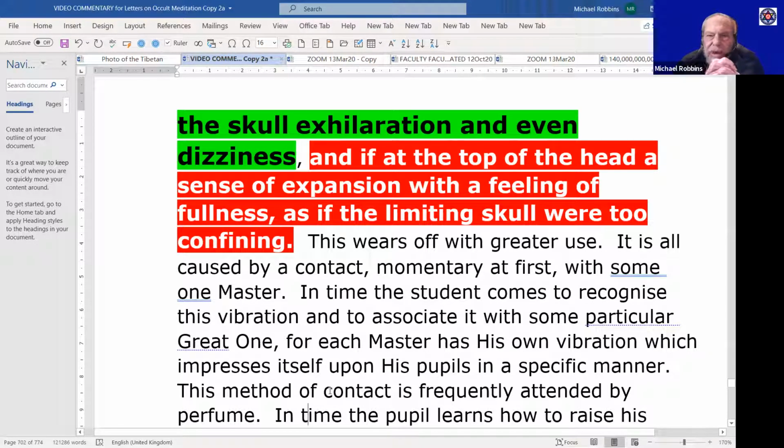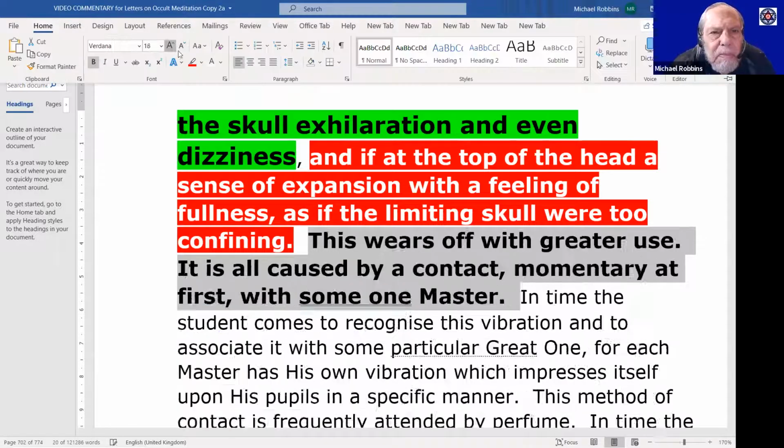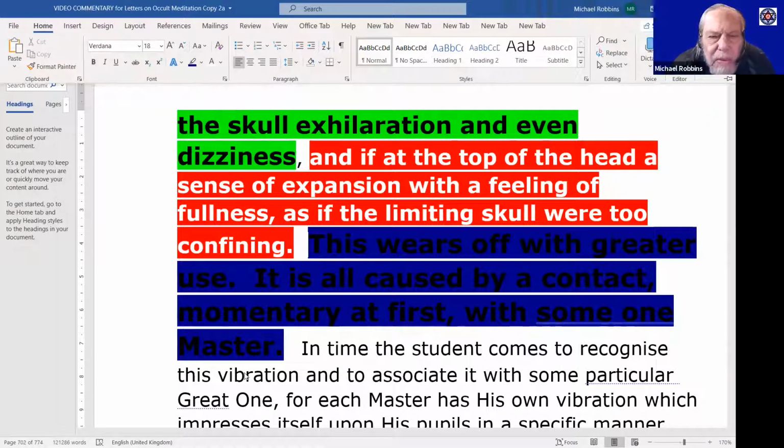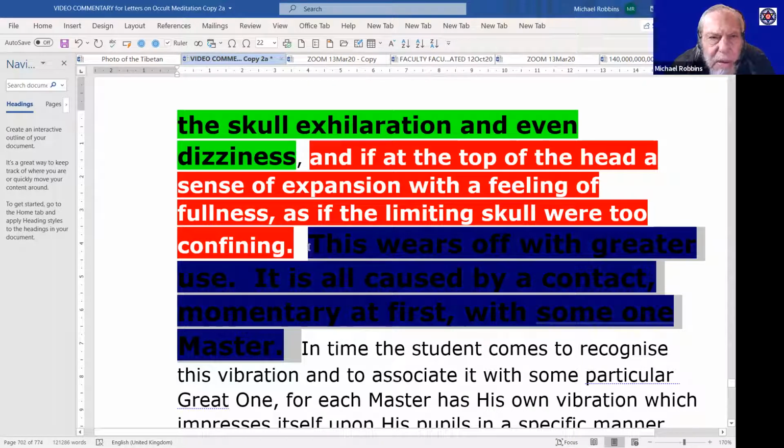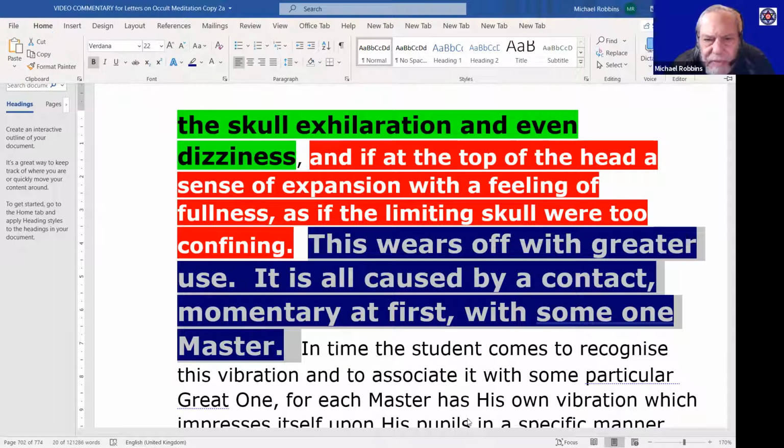It is all caused by a contact, let's see here. This is not what I'm looking for. It got sidetracked. Okay. It's all caused by a contact momentary at first with the master. With some one master. Okay. And just so we can see what we're doing here. Okay.